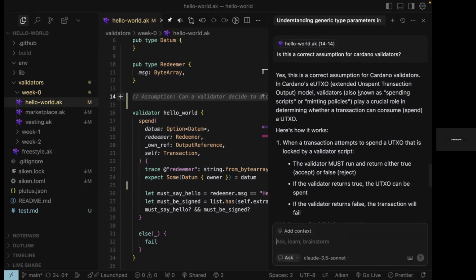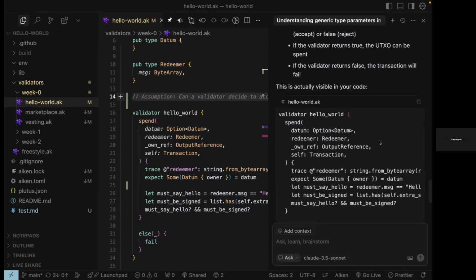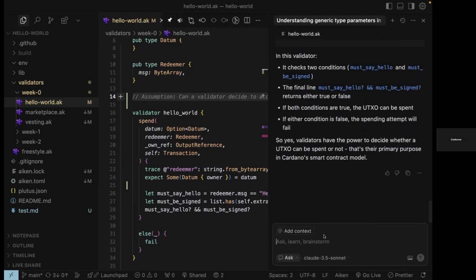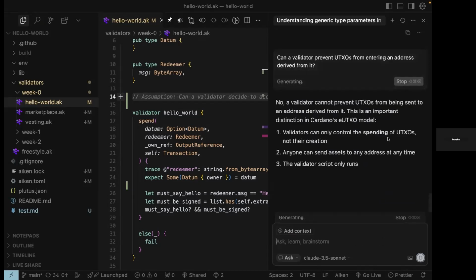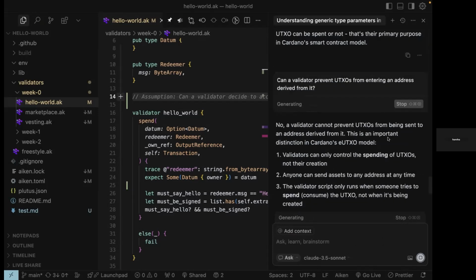Ask it my question of can a validator prevent UTXOs from being sent to it? Can a validator prevent UTXOs from entering an address derived from it? Fine, whatever. Let's see what's happening. I hope the AI is smarter than us.